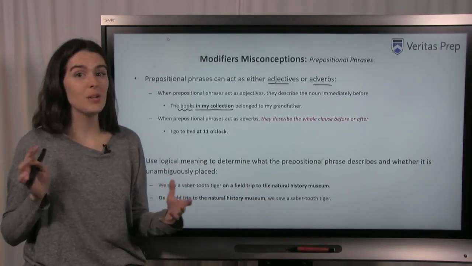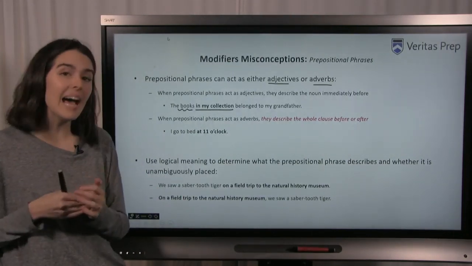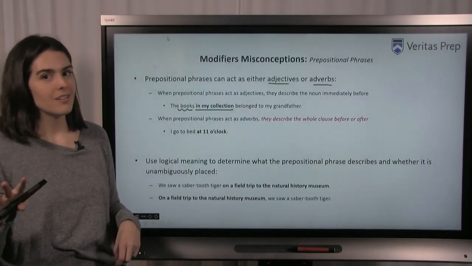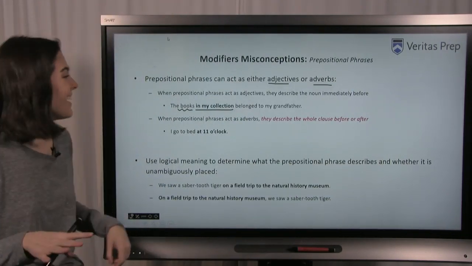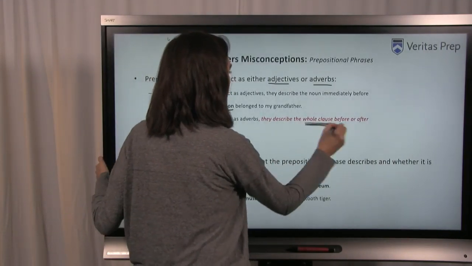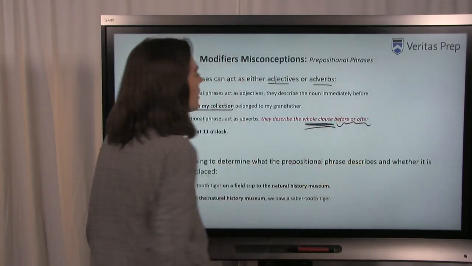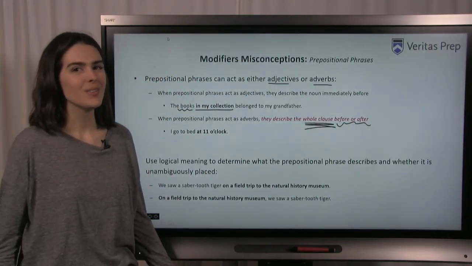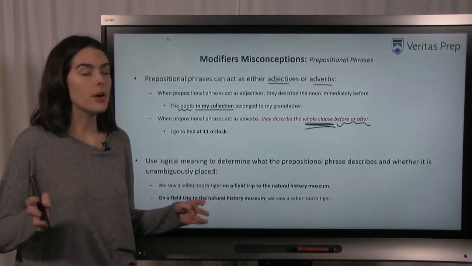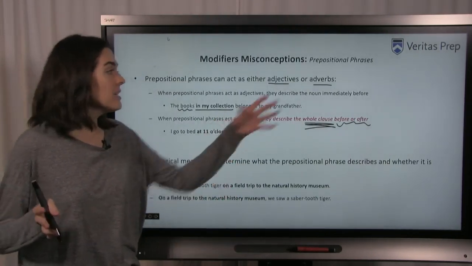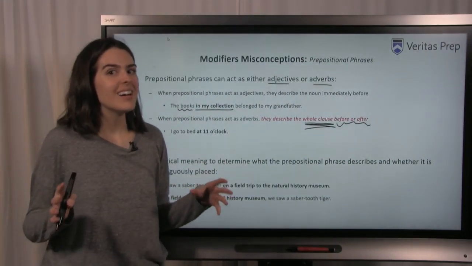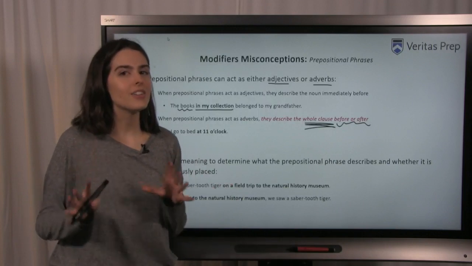However, when prepositional phrases act as adverbs, right? So they are describing verbs, right? When they act as adverbs, they describe the whole clause either before or after. So they're describing the action, again, just like participial modifiers. But here, it can be before, it can be after, it doesn't really matter where. This is a little bit harder to deal with.